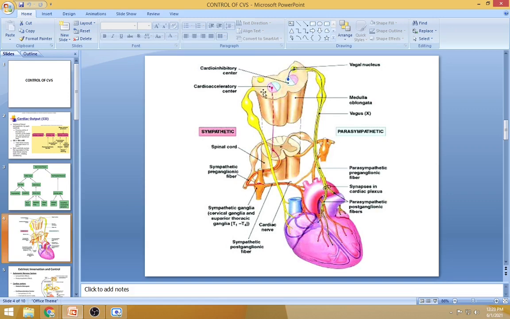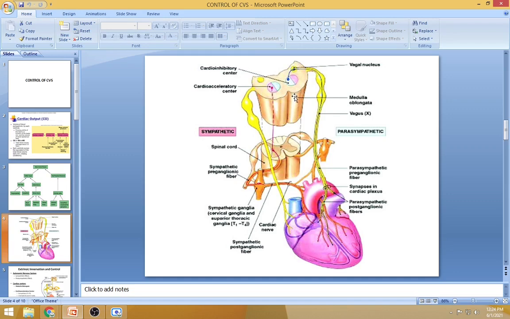And the cardioacceleratory center is another collection of neurons that results in what we call the parasympathetic flow. So the cardioacceleratory center is nothing but the parasympathetic center, we can say. The cardioinhibitory center is nothing but the sympathetic center. I mean, we can simplify it into that form. So these are called the neural control centers, the cardioinhibitory center and the cardio-acceleratory center that are present in the medulla oblongata.